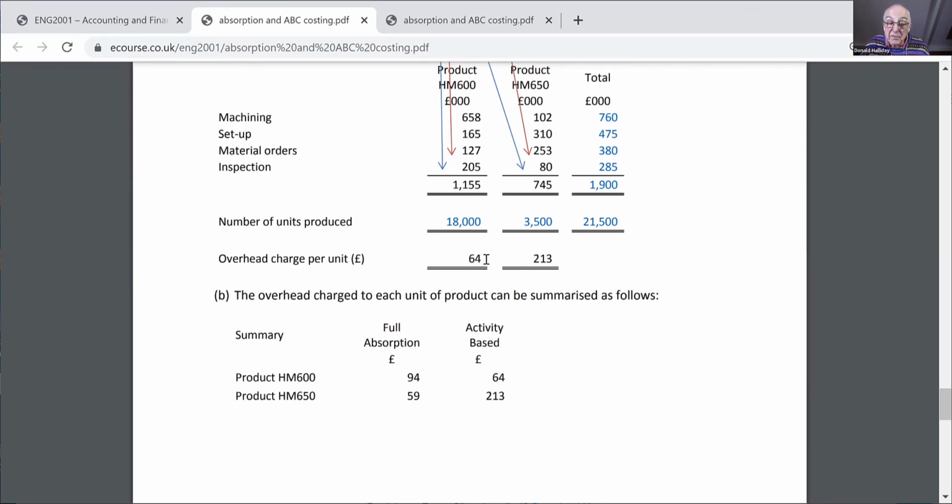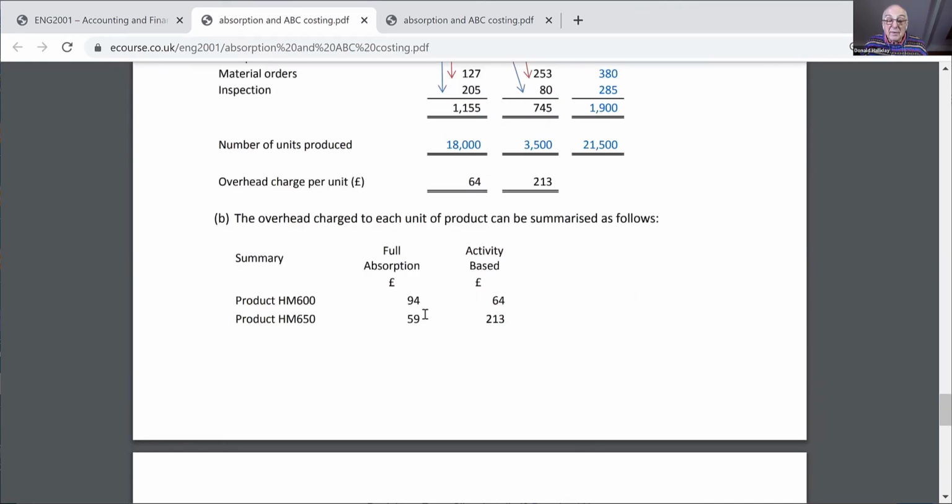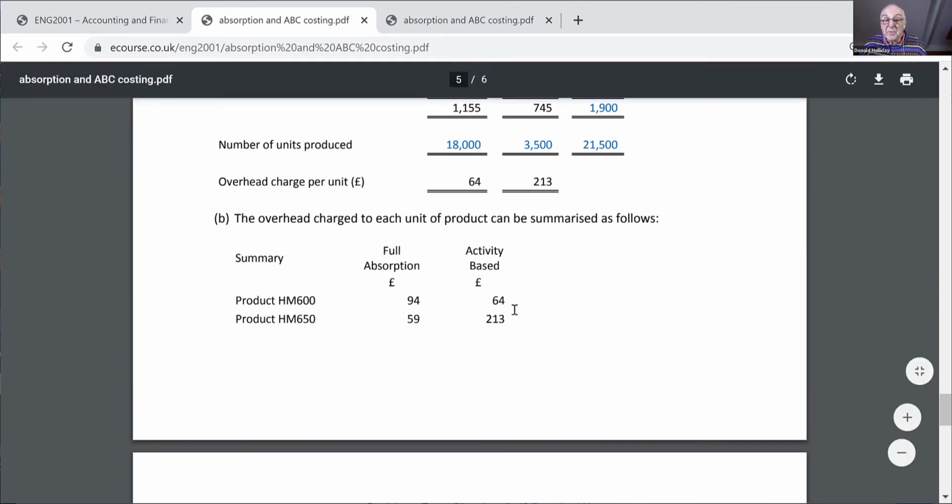Now this, of course, is different from the total absorption costing base. And that's because we've used a different method. We've put a different weighting. Previously, under total absorption costing, the weighting was on the philosophy that it was geographical areas of the factory that drove the overheads of the business. So with full absorption, there's 94 overheads charged to HM 600 and 59 to HM 650.